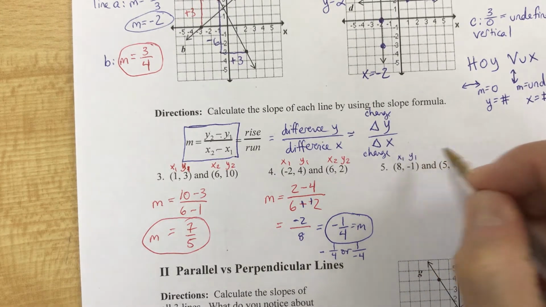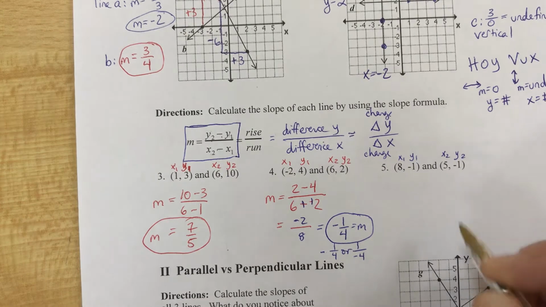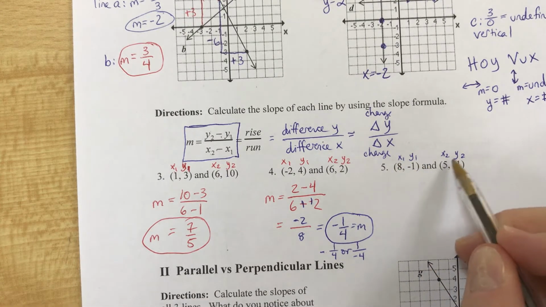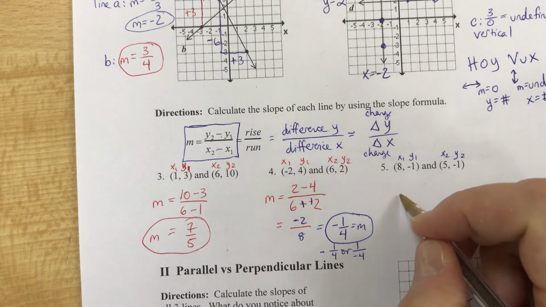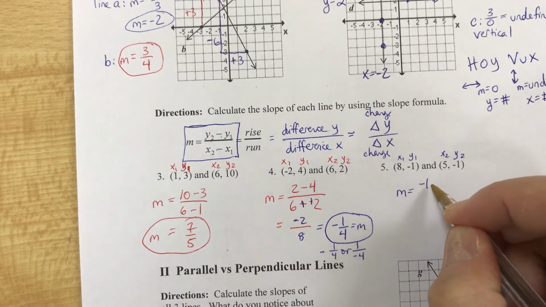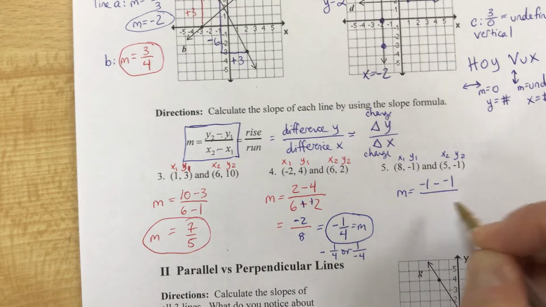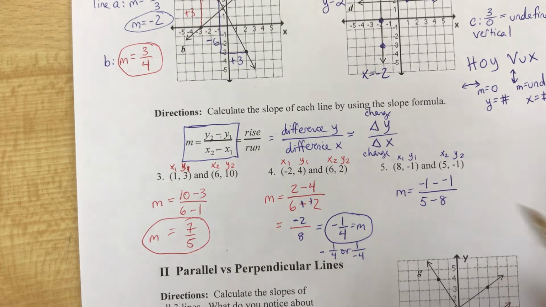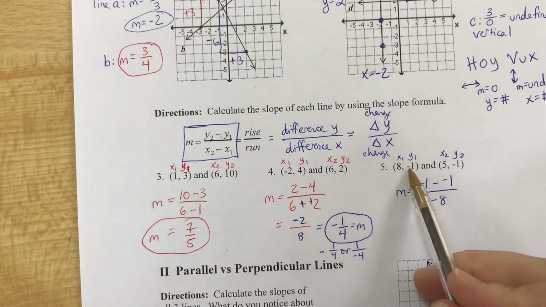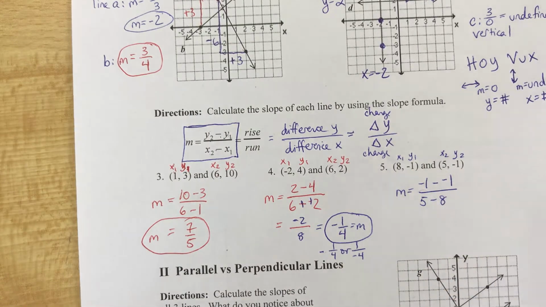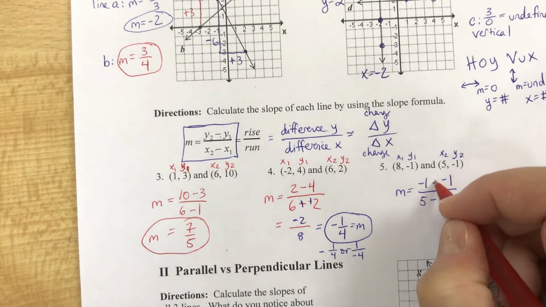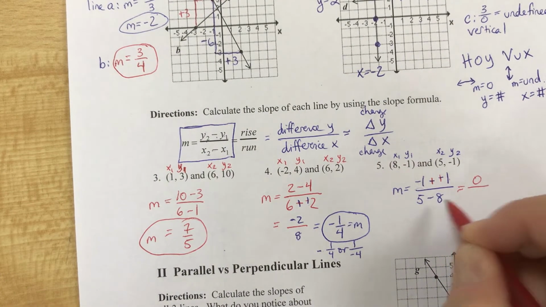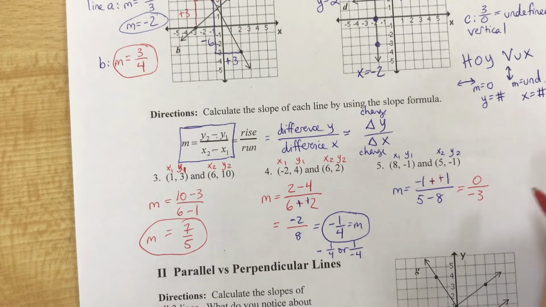X sub 1, y sub 1, x sub 2, y sub 2. So this is our first xy ordered pair and our second xy ordered pair. M equals y sub 2 minus y sub 1 all over x sub 2 minus x sub 1. Now again, we're subtracting a negative, and in this case, minus a minus becomes plus. Negative 1 plus 1 is 0. 5 minus 8 is negative 3.